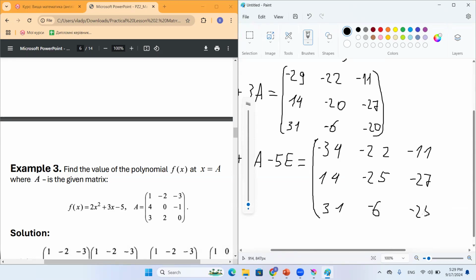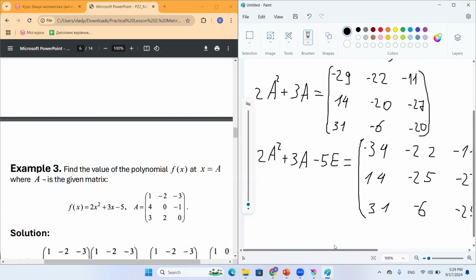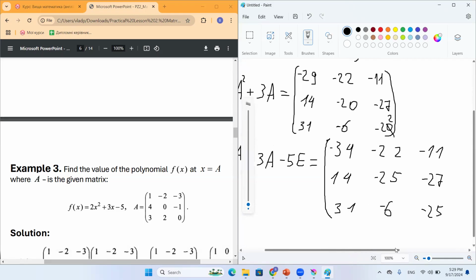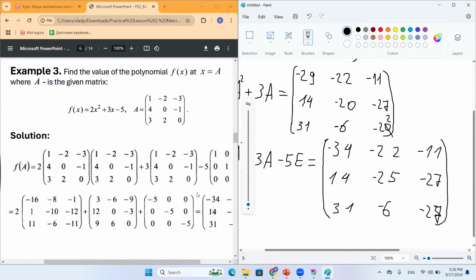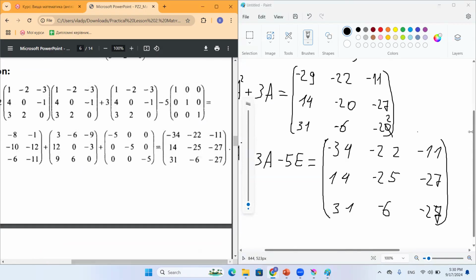-27, -25. You just lost -22 at the last element. But here we have -20. No, we have -22. If you round, here it's right. Yeah, so it was just my mistake. Thanks for your attention. Okay, and let's check. So the final answer here is, yeah, actually everything is correct.